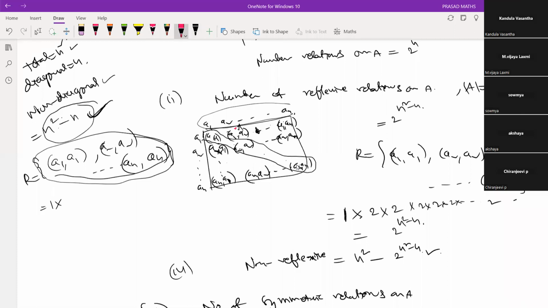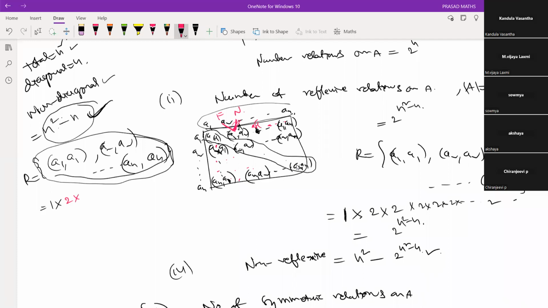How many non-diagonal elements are there? These are all non-diagonal. How many non-diagonals are there? n square minus n. So this element can be filled or not filled. There is a relaxation. It is not necessary to fill in R to get a reflexive relation.